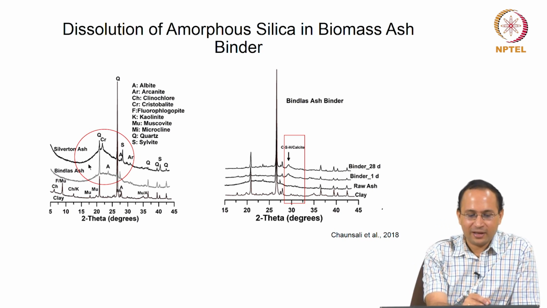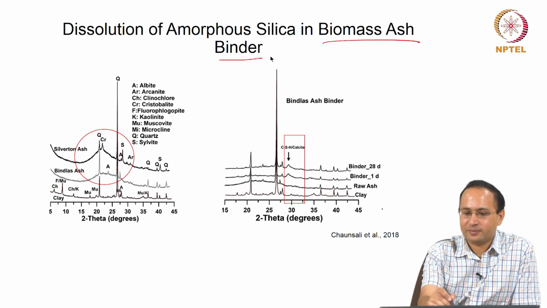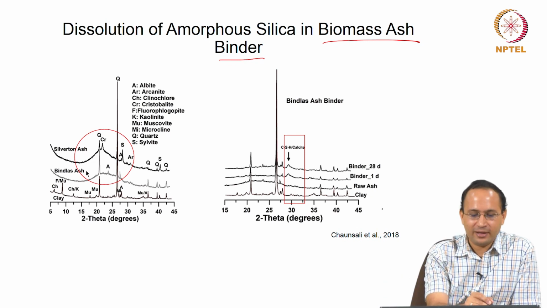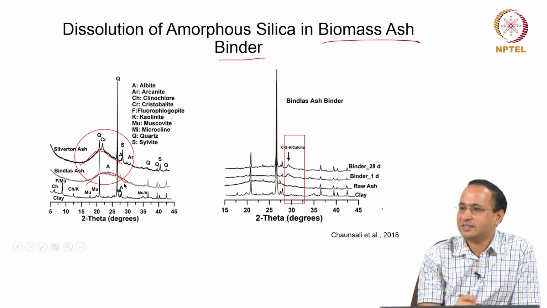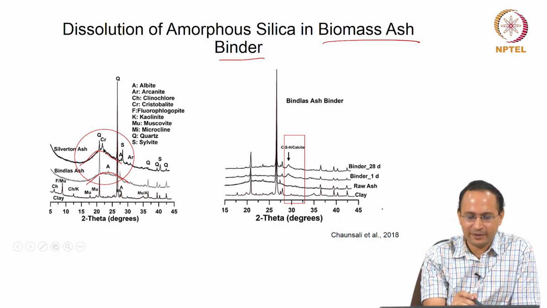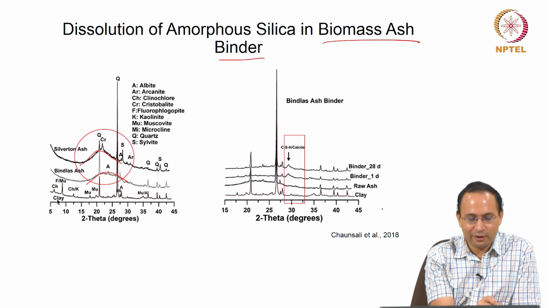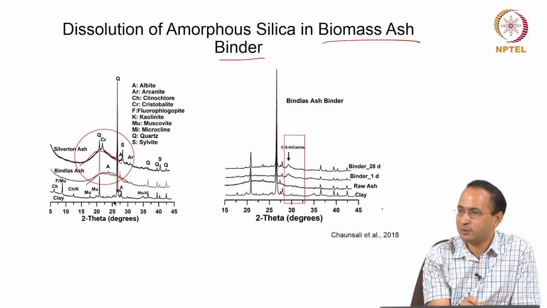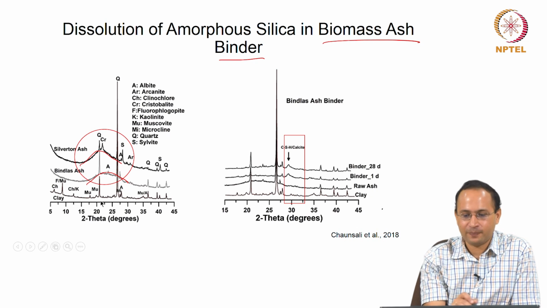In this case, here is a biomass ash, not exactly fly ash, but it also has amorphous silica. You see a hump, which is indicative of amorphous silica. This is the X-ray diffraction of raw powders. Here you have clay also. Clay does not seem to have any amorphous hump, so it is crystalline in this case.